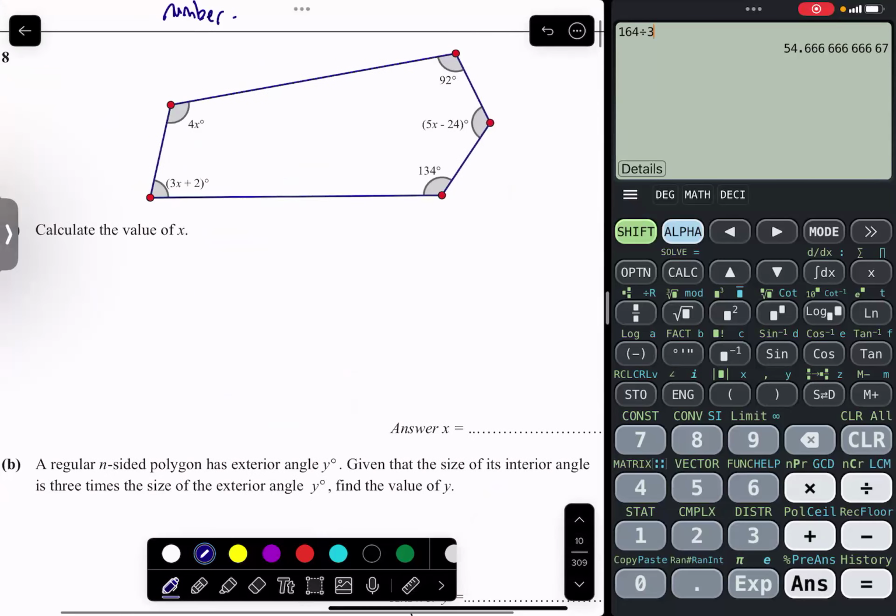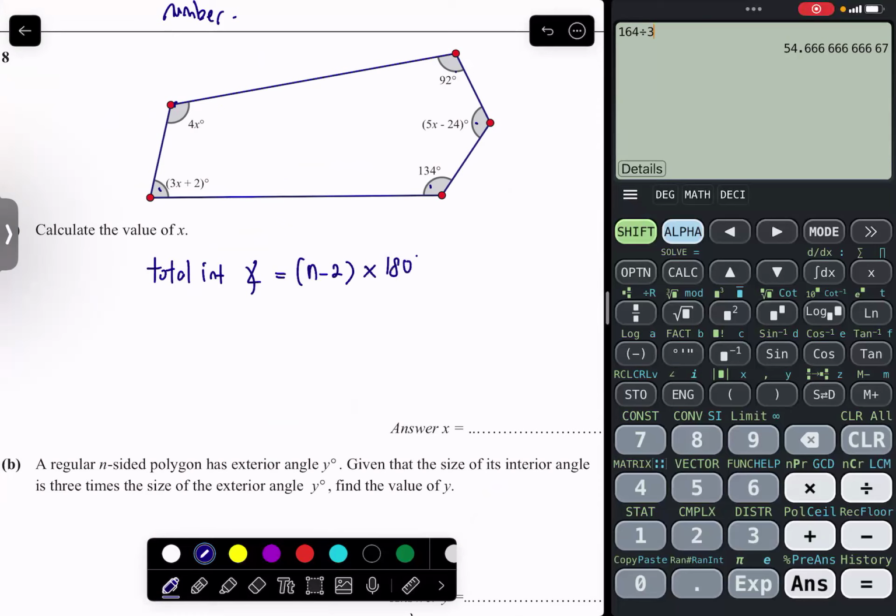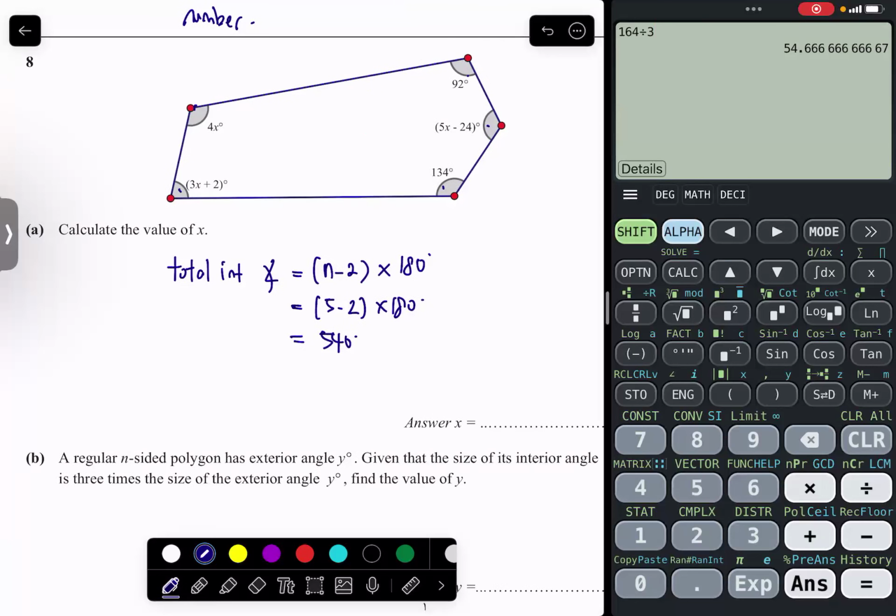Calculate the value of x. This is 1, 2, 3, 4, 5, a 5-sided figure. The total interior angle will always be n minus 2 times 180 degrees. Since there are 5 sides, that will be 5 minus 2 times 180, which is 540 degrees. So 540 degrees is made up of 4x, 92, and so on. So we can take away the 134, take away the 92.